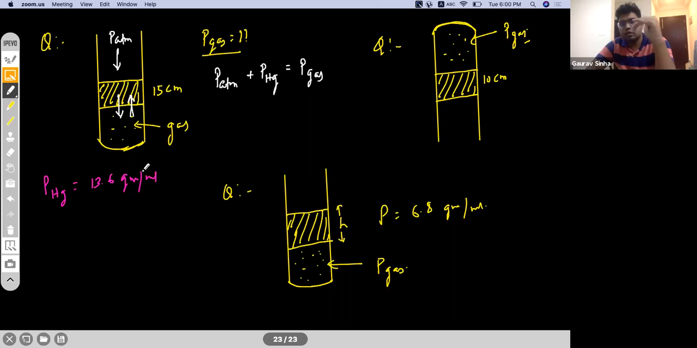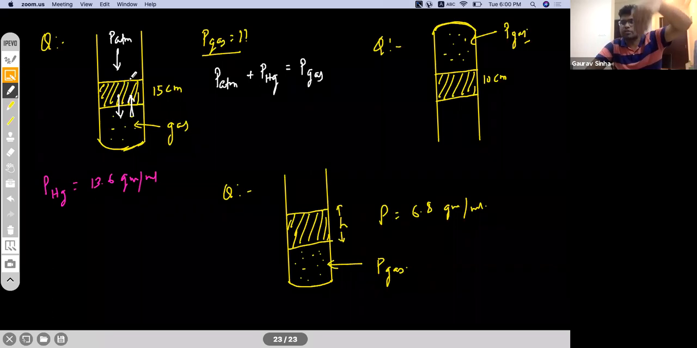You just need to know the direction of the pressure here. What is the direction of gaseous pressure? What is the direction of the liquid column? What is the direction of atmospheric pressure? Atmospheric pressure is always in the downward direction.